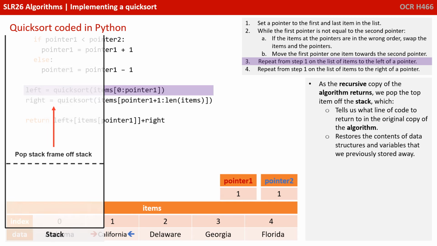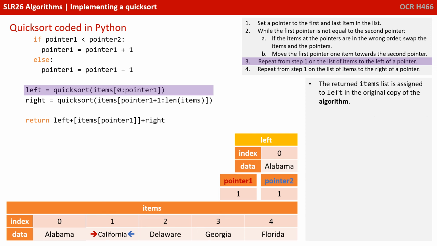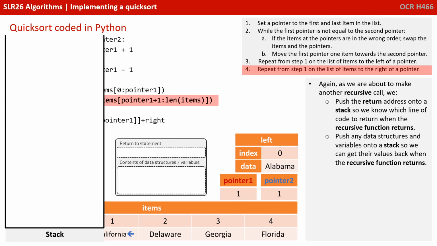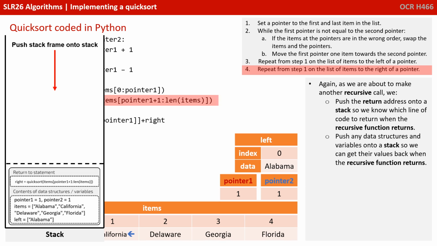As the recursive copy of the algorithm returns, we pop the top item off the stack, which tells us what line of code to return to in the original copy of the algorithm, and restores the contents of data structures and variables that we previously stored away. The returned items list is assigned to left in the original copy of the algorithm. Now again, as we're about to make another recursive call, we push the return address onto the stack so we know which line of code to get back to, and push any data structures and variables onto the stack so we can get their values back.